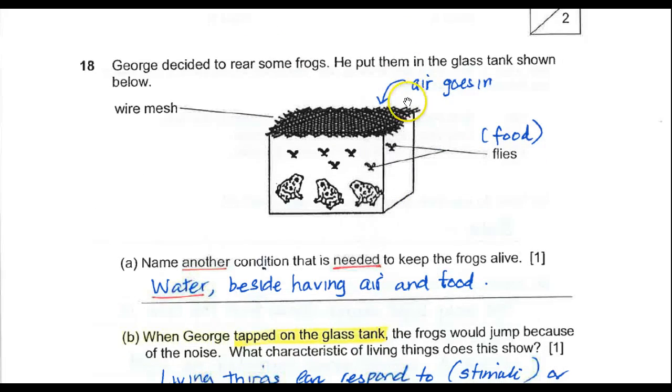Over here, now air goes in. Food is given. Air is present. Right? Only water is missing. So another condition that's needed is water, besides having air and food.